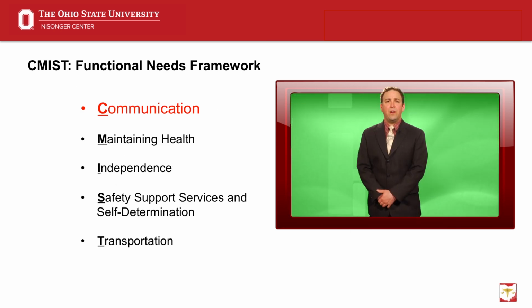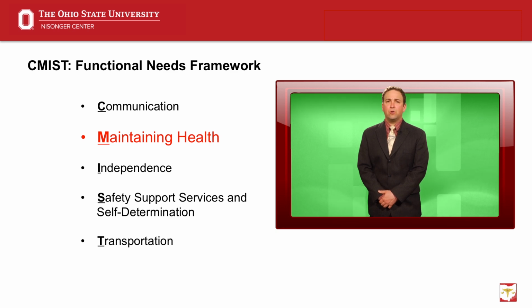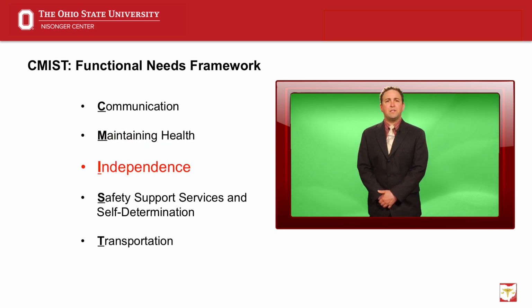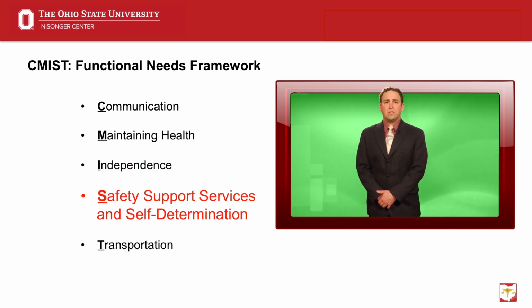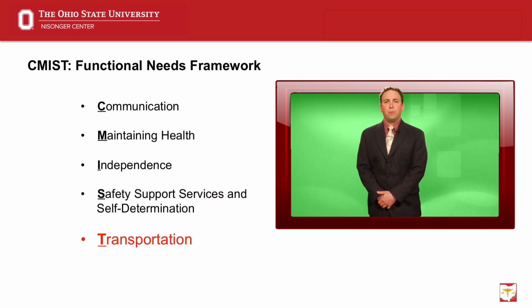Communication considers those with varying communication needs and addresses them to ensure people can get and understand information they need. Maintaining health is managing all medical concerns and health conditions. Independence is focused on enabling individuals to maintain the same level of independent functioning as they had before an emergency situation by ensuring equipment, supplies, or appropriate accommodations are available. Safety support services and self-determination ensures individuals have the support they need to maintain a controlled and safe environment for everyone. Lastly, transportation considers all the barriers an individual may face in having mobility during an emergency situation.